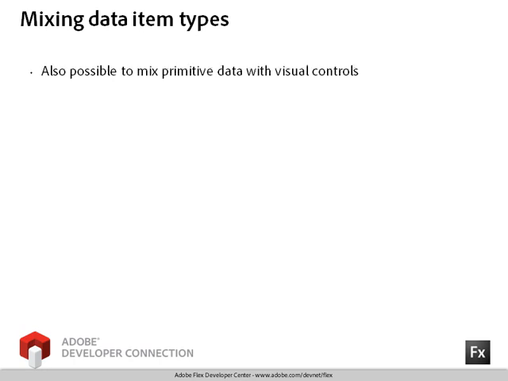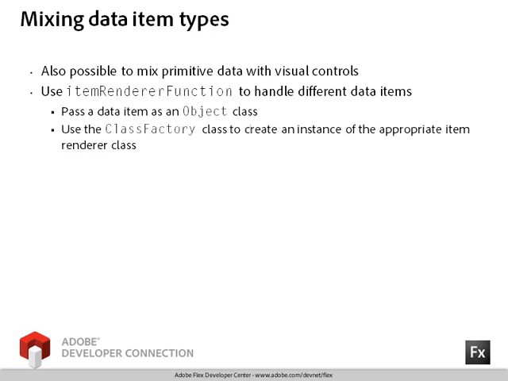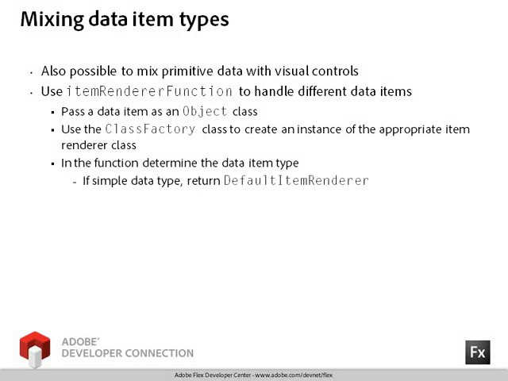To mix the two types of data, I will implement the item renderer function property, which will evaluate the type of data to be displayed and then use the proper item renderer class for the job. You will pass each data item to the function as an object instance, and the function will use a class named classFactory to create a new instance of the appropriate renderer and return it to the data group container. The function itself determines the type of data in the item by doing a simple data type check. If the data is simple, you will create a default item renderer instance. If the data is a visual element, then you will instantiate the default complex item renderer class.